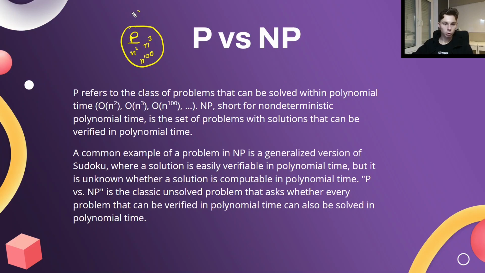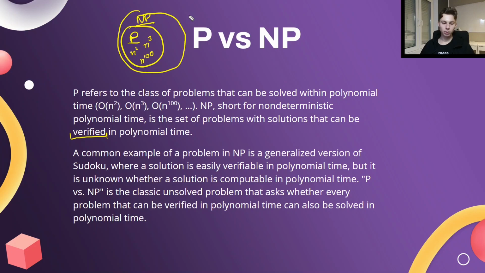NP, short for non-deterministic polynomial time, right here, is the set of problems whose solutions can be verified, not solved, just verified in polynomial time. And a common example of a problem in NP is a generalized version of Sudoku, where a solution is easily verifiable in polynomial time, but it is unknown whether a solution is computable in polynomial time.